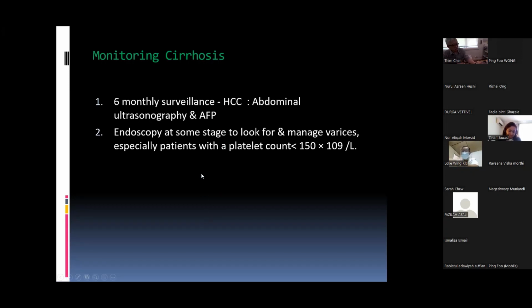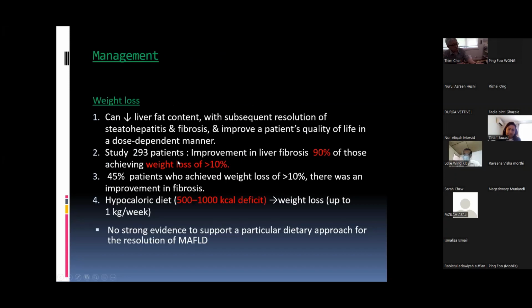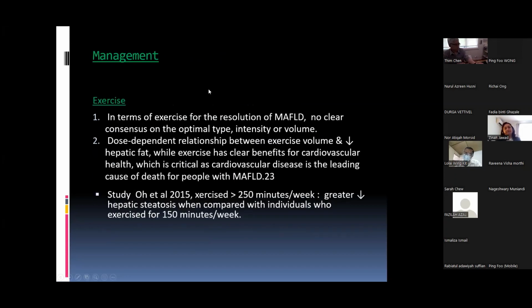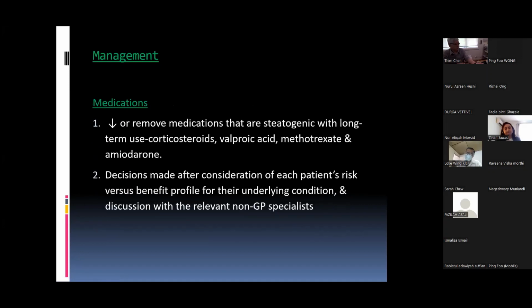Once you're cirrhotic, and you've got a platelet count less than 150, then you have to go for endoscopy. And the management basically comes back to weight loss. Exercise is important as well, and then remove medications that cause it. In practical terms, just concentrate on MAFLD, because obesity is the bread and butter of general practice.